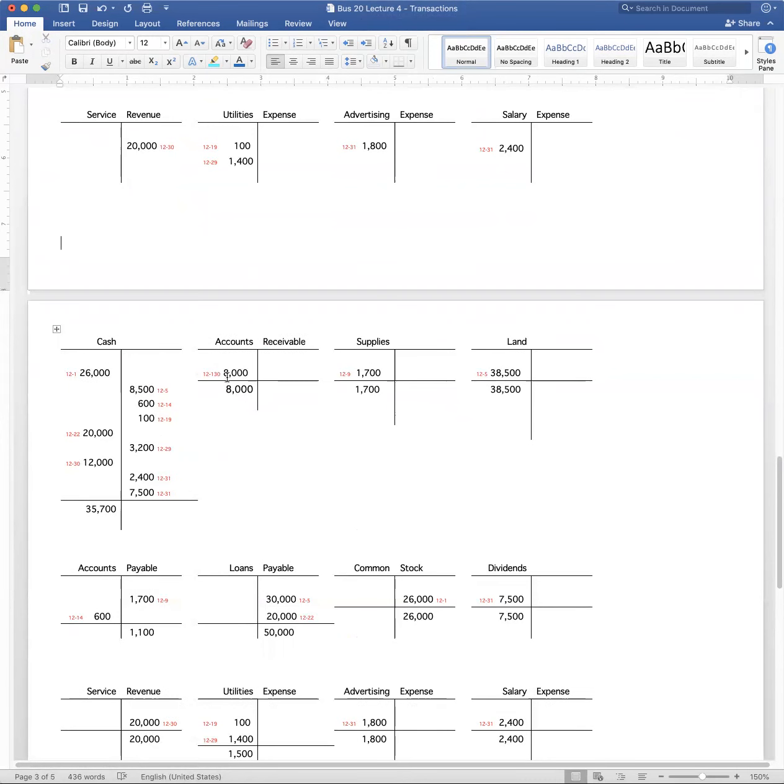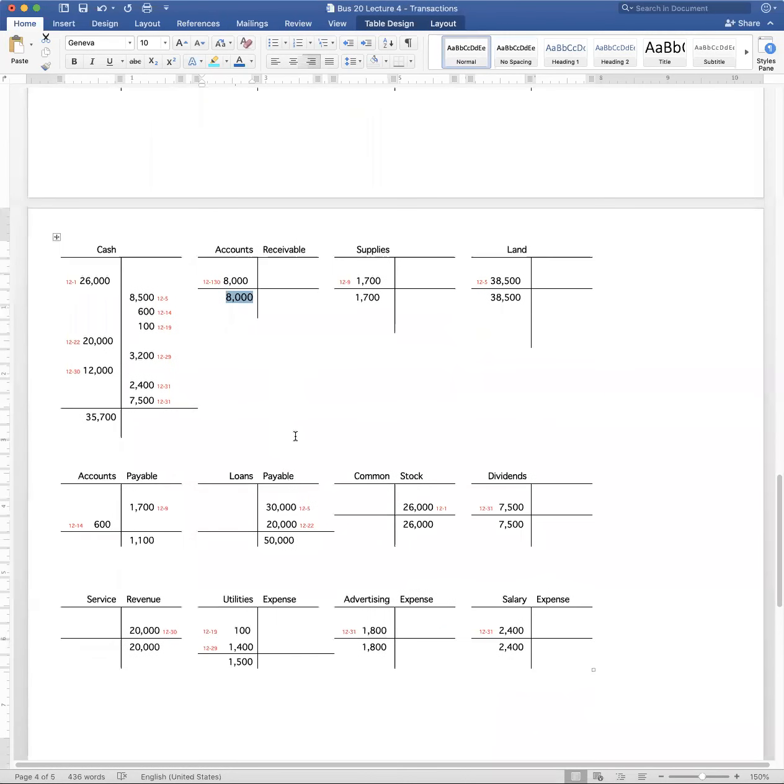So in the case of accounts receivable, you can see we have a horizontal line here, and then underneath the total, $8,000. We had $8,000 in here, so now we have a total of $8,000. Okay. The same is true for supplies. We had $1,700 debit in there, so now our total is $1,700. Now in accounting, we call the total in the T account the balance.